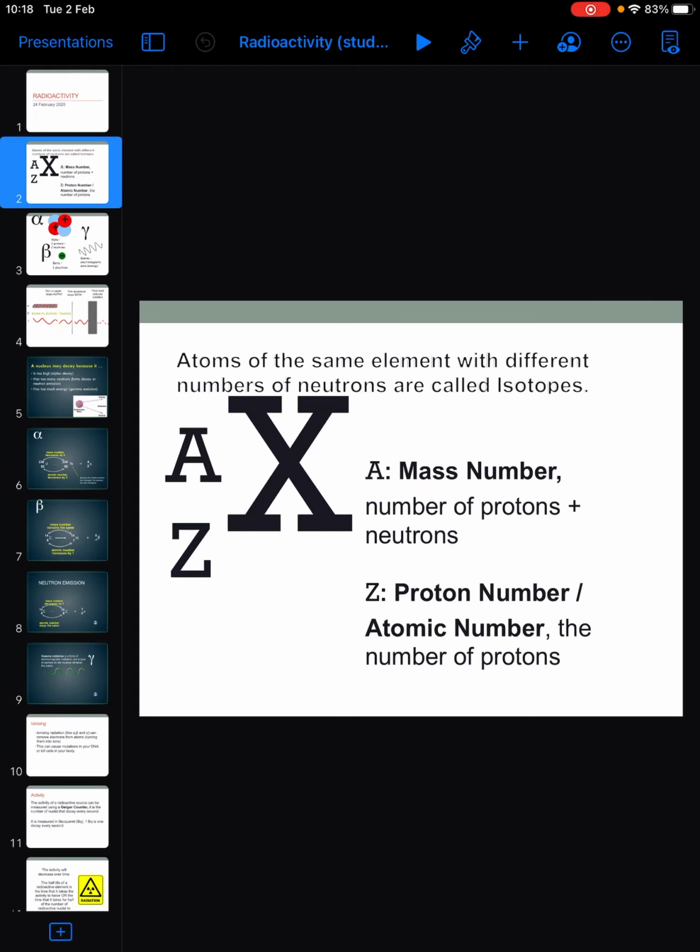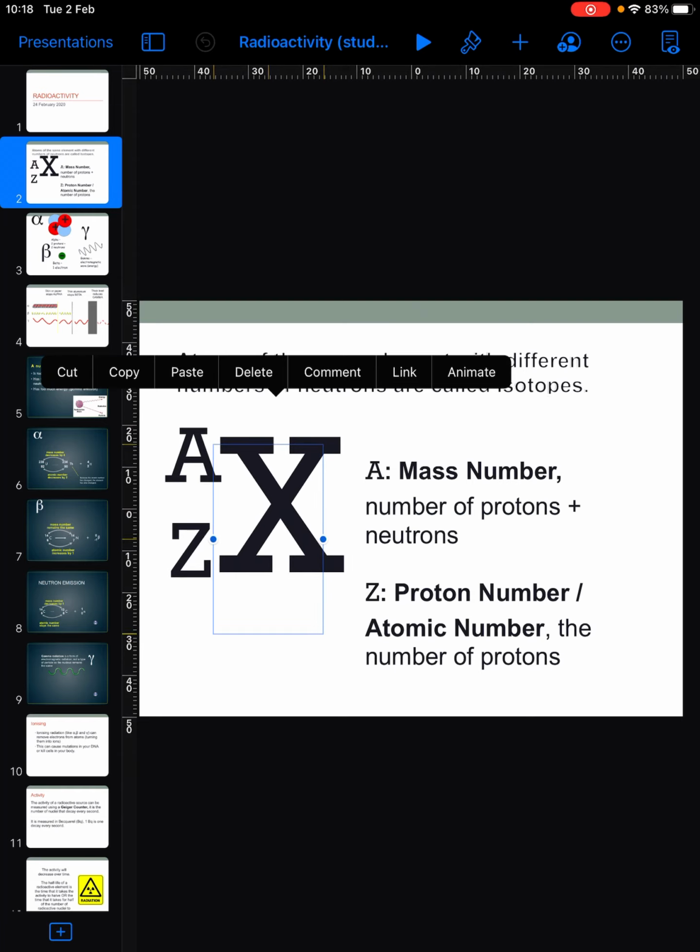So first bit is a bit of basic chemistry. Although the formatting's gone a bit funny here. Should we move this down? That makes a bit more sense.